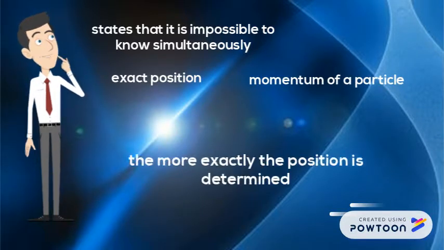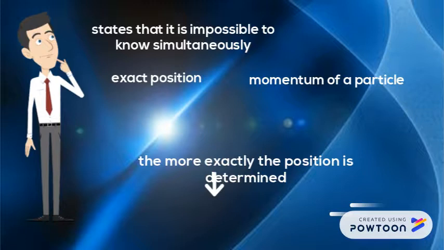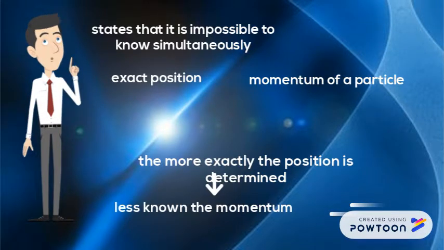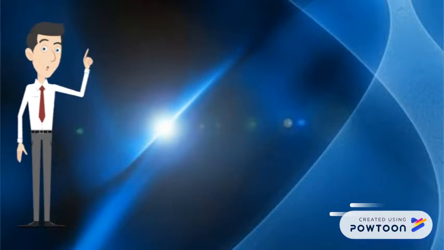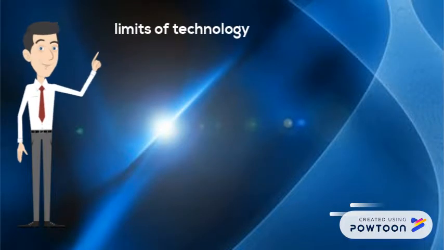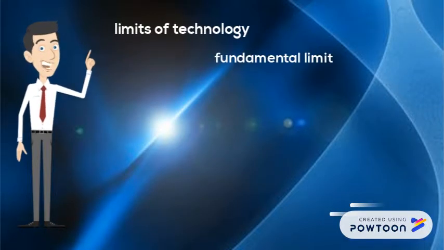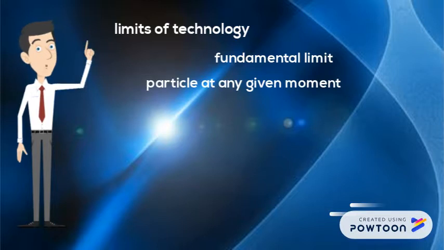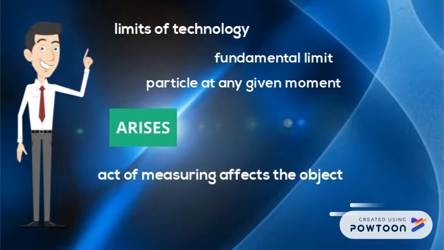That is, the more exactly the position is determined, the less known the momentum, and this principle is not a statement about the limits of technology, but a fundamental limit on what can be known about a particle at any given moment. This uncertainty arises because the act of measuring affects the object being measured.